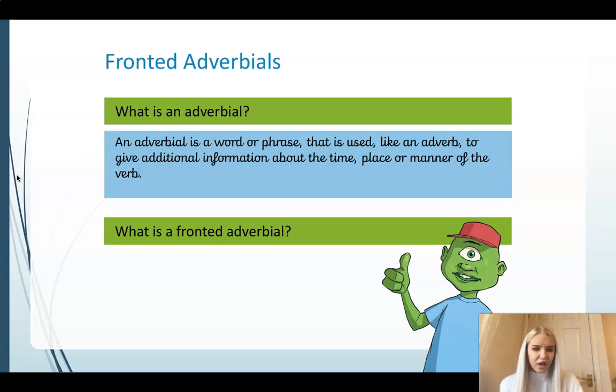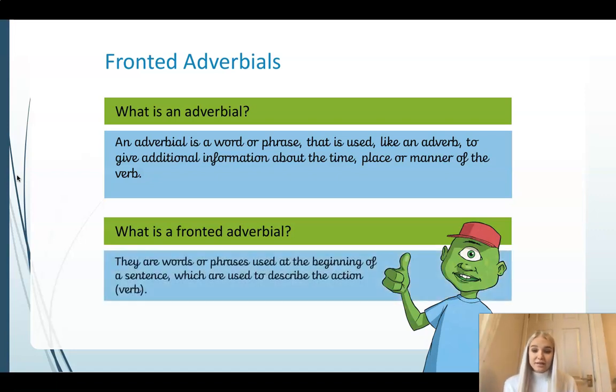So we know what an adverbial is, but today we are focusing on fronted adverbials. And a fronted adverbial is the same. They are words or phrases used to describe the action like an adverb. But what makes it a fronted adverbial is that they are used at the beginning of a sentence.